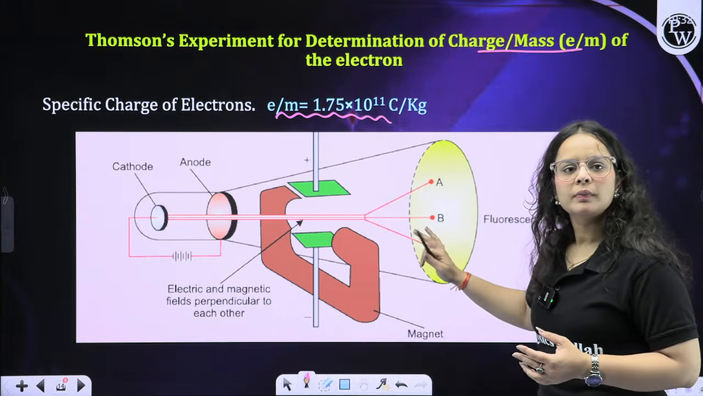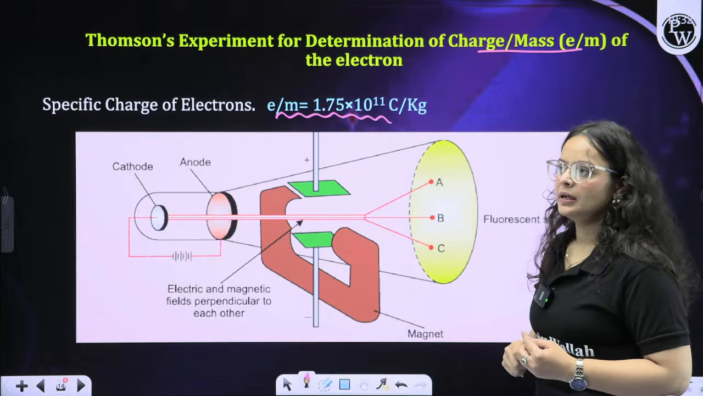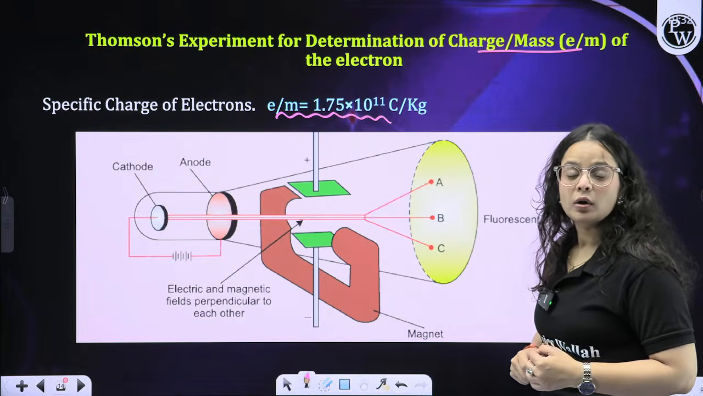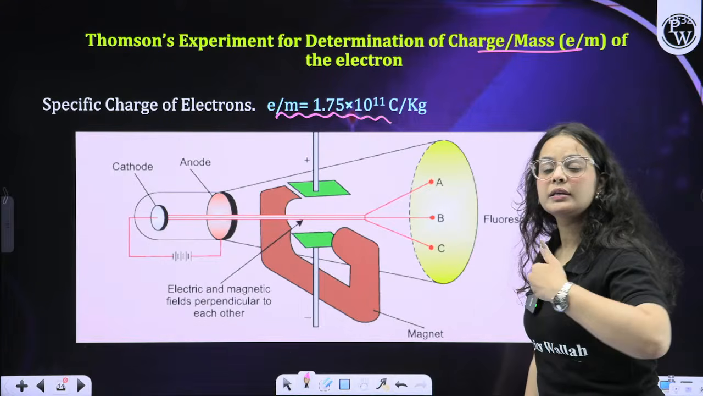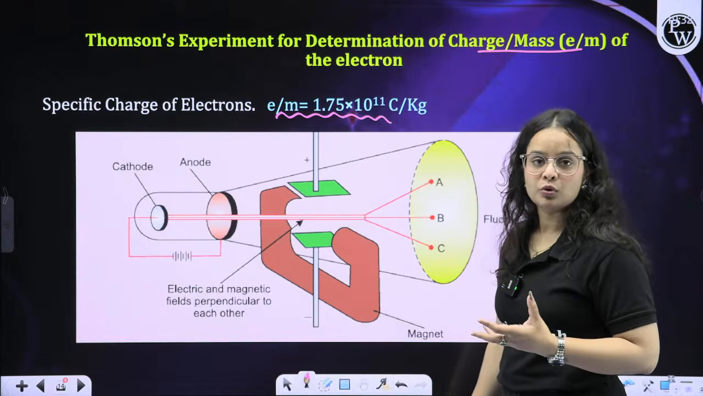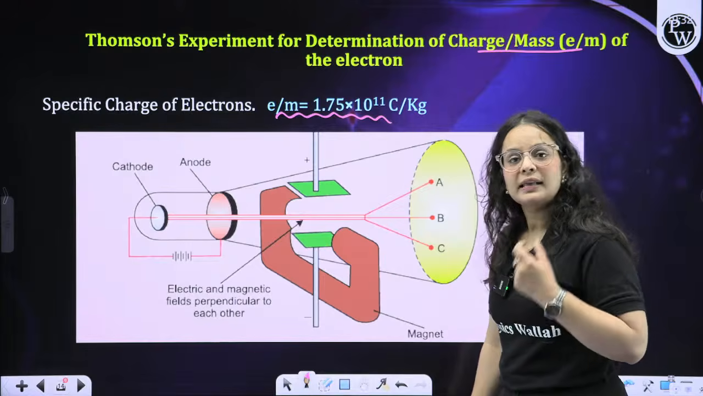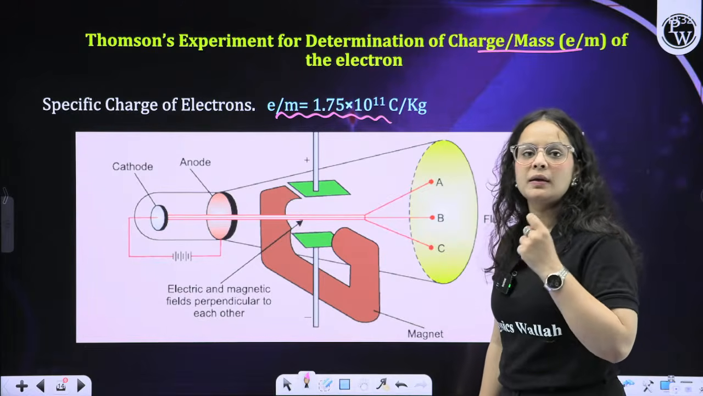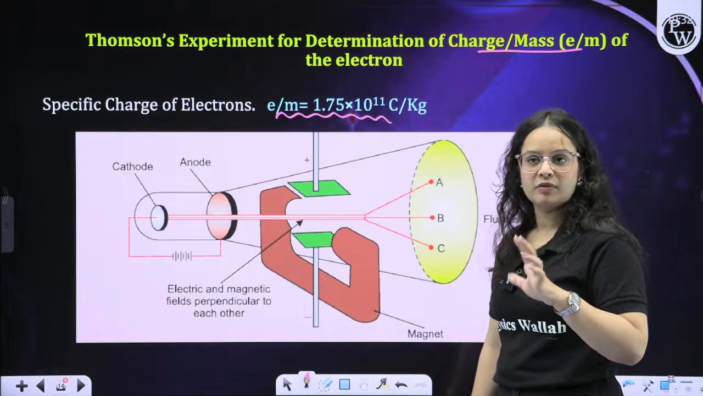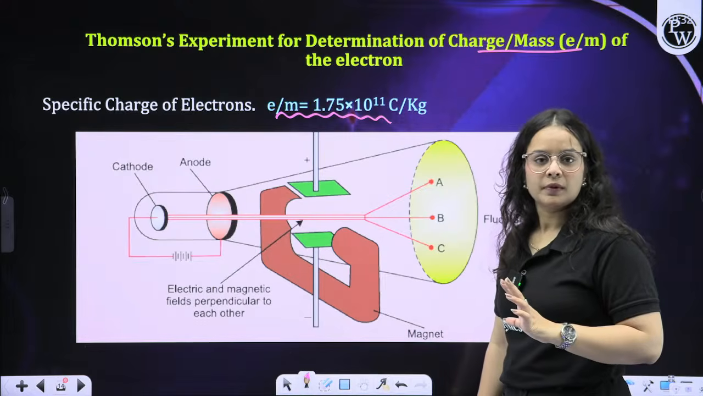Ma'am, why cathode? Negative cathode. Basically, cathode is that electrode from which the negative charge is produced, right? That is why it is termed the negative electrode, connected with the negative terminal of the battery, responsible for the production of negative charges. Okay, fine.